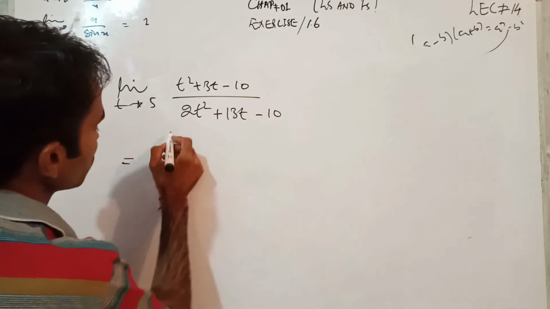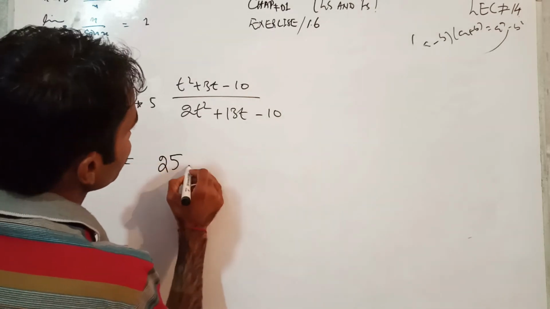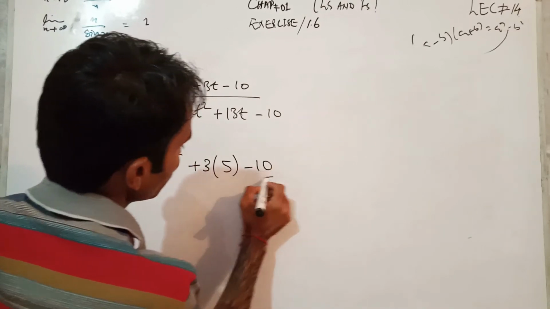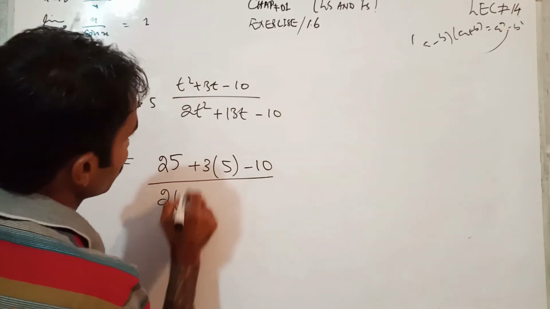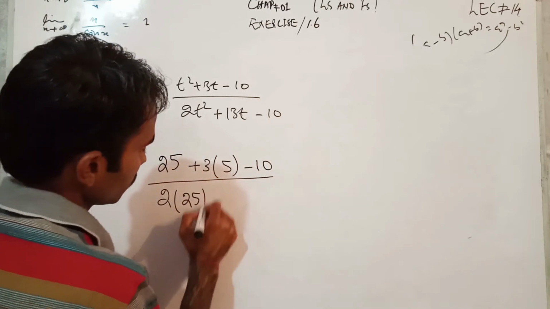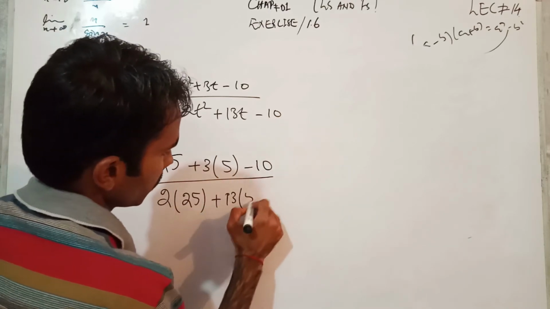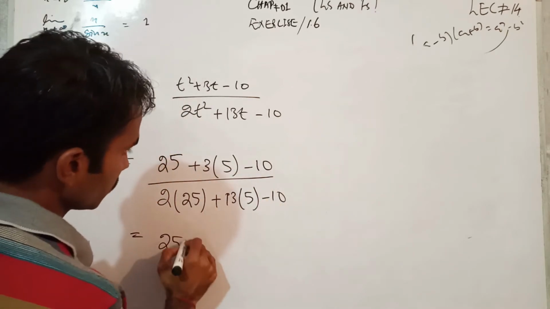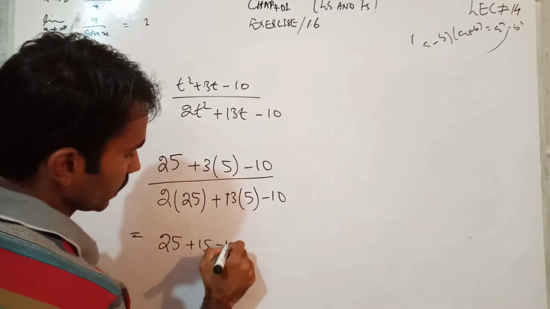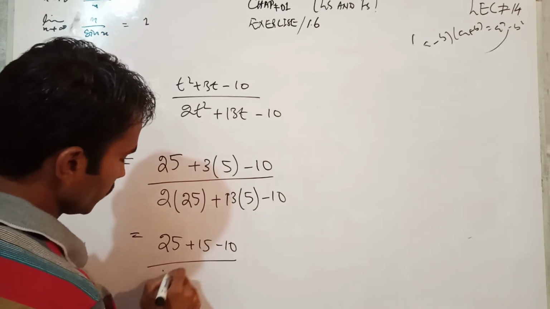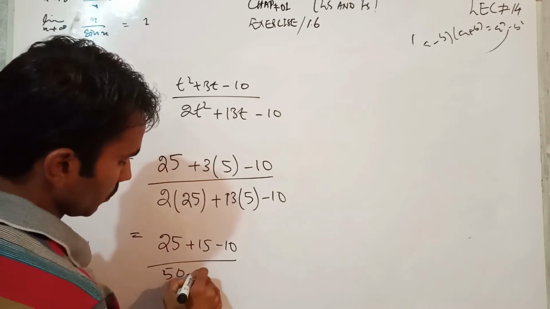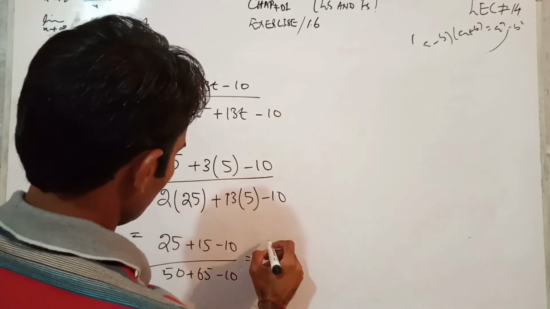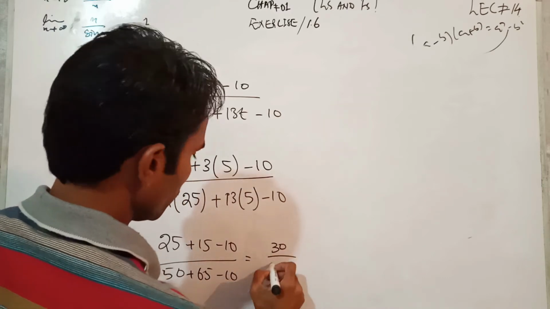When we apply the limit, it would be 25 plus 3 times 5 minus 10, divided by 2 multiplied by 25 plus 13 multiplied by 5 minus 10. So it would be 25 plus 15 minus 10 divided by 50 plus 65 minus 10. It would be 30 divided by 105.